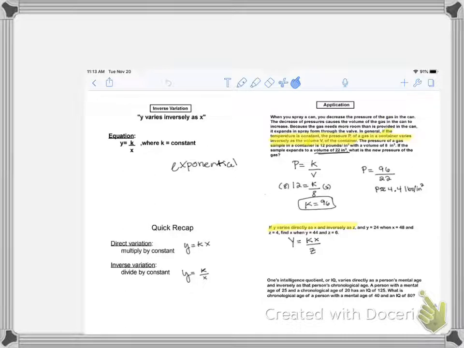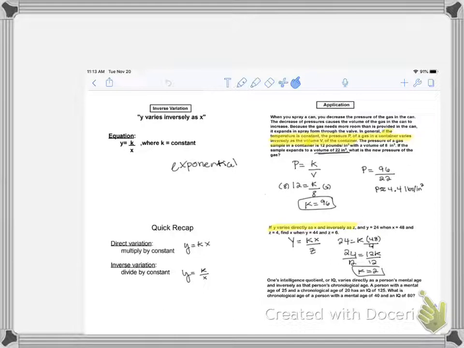Okay, so let's plug in what we know. Y is 24, k is unknown, x is 48, and z was 4. Well, I'm going to simplify this right-hand side. 48 divided by 4, that's going to give me 12k. So if I divide, k is 2.